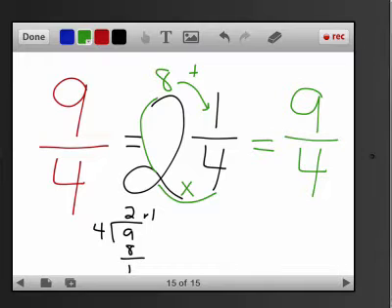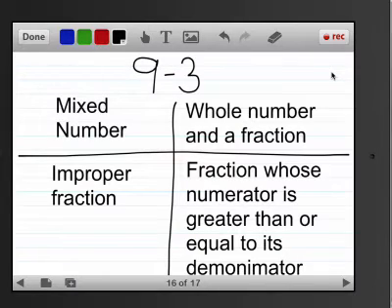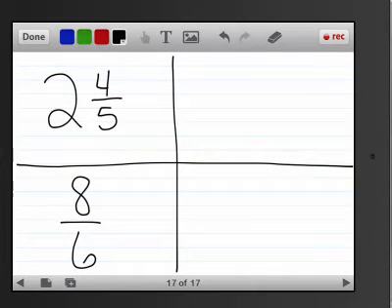Take out your notebook, please. Let's start some notes. 9-3. A mixed number is a whole number and a fraction. An improper fraction is a fraction whose numerator is greater than or equal to its denominator. Here are 2 examples. Pause it. I would like you to change the top one, a mixed number, into an improper fraction, and the bottom number into a mixed number. Pause it. Let's see if you can do it, and then check your work.